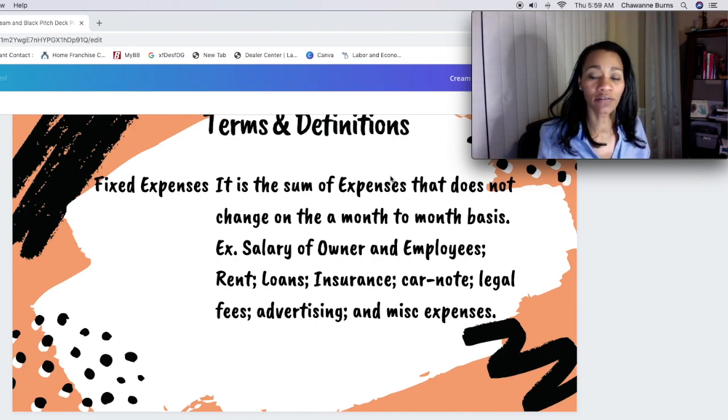So owner salary, rent, loans, insurance, car note, legal fees, advertising, and miscellaneous expenses. All those items could be more or less, but they do not change on a month-to-month basis, so we call those fixed expenses.